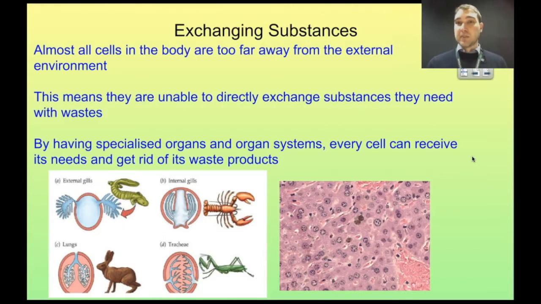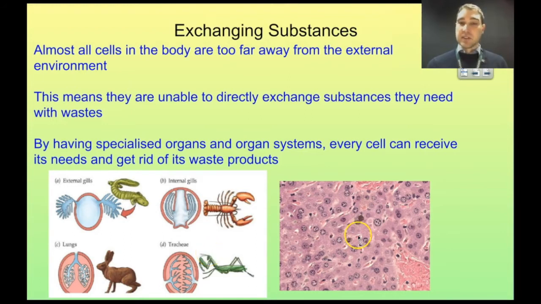So the reason why we need to have specialized organs and systems is because our cells aren't all in the same location. A cell in your toe is very far away from your lungs, so it's very hard for a toe cell to get oxygen into it unless you have a system that can transport materials to that toe cell. So almost all the cells in your body are too far away from the external environment to do exchange. Your cells need to be able to do exchange so they can take in materials that they need and get rid of waste products that they don't. So by having these specialized organs and organ systems, every cell can get what it needs and get rid of its waste products.